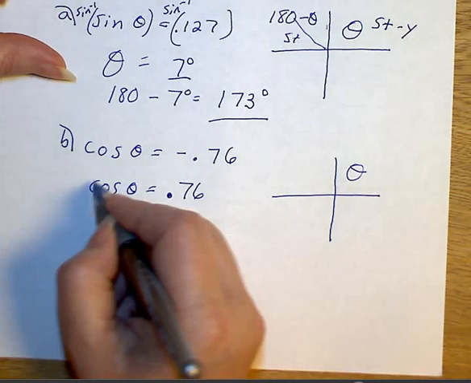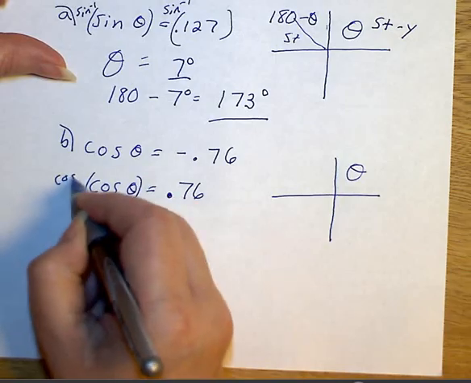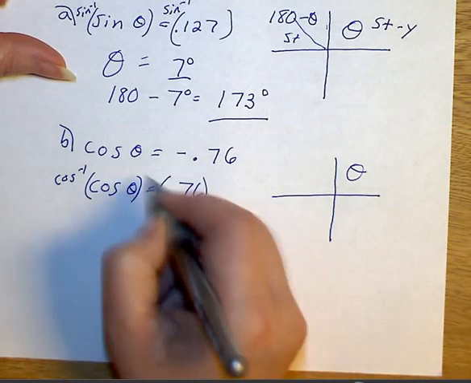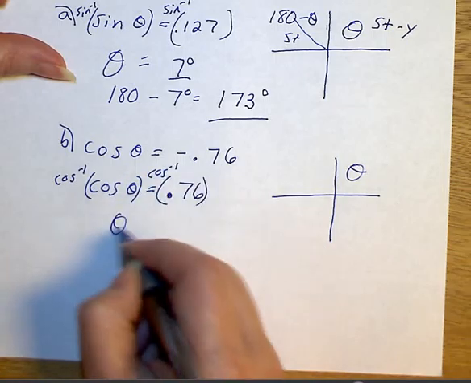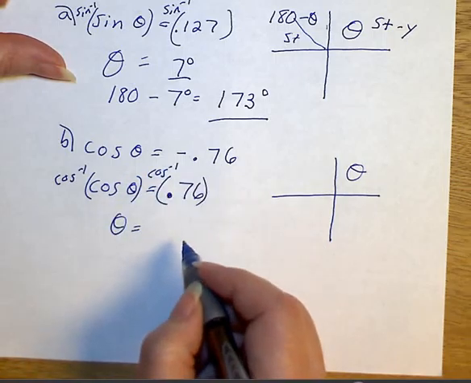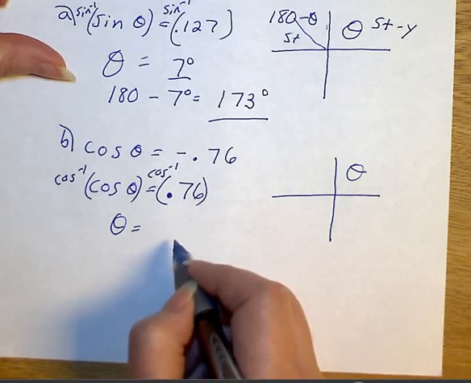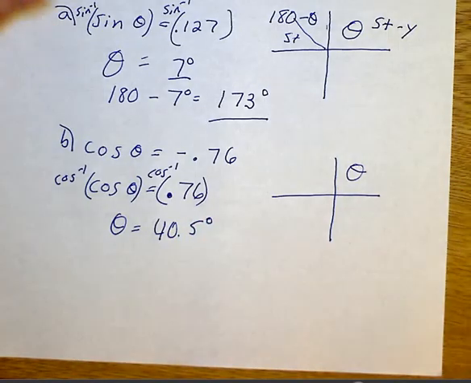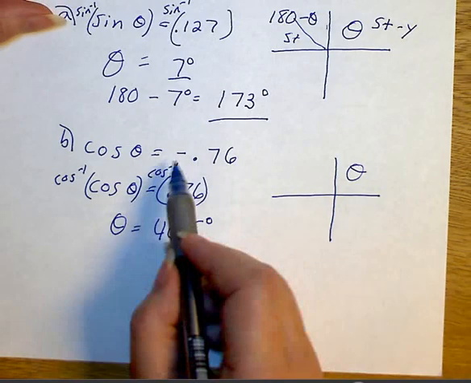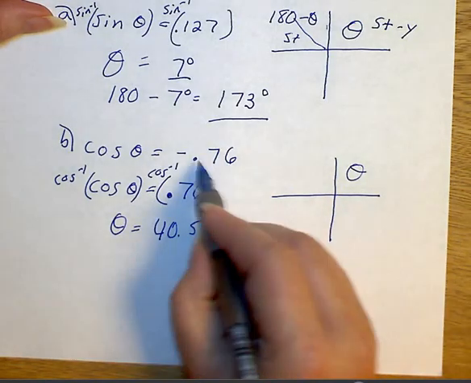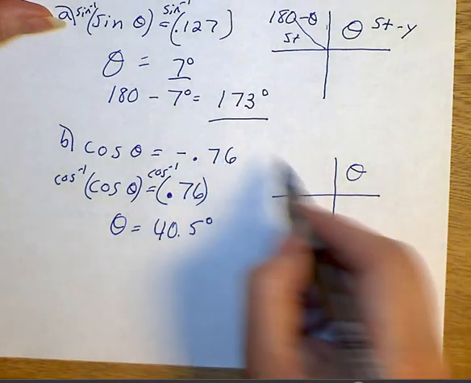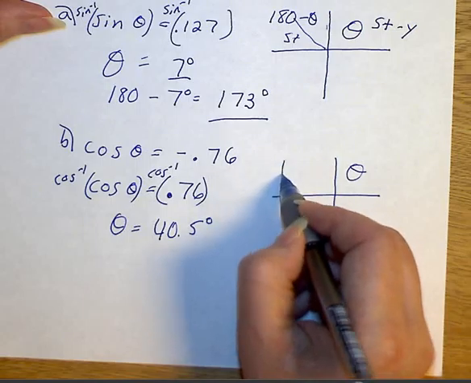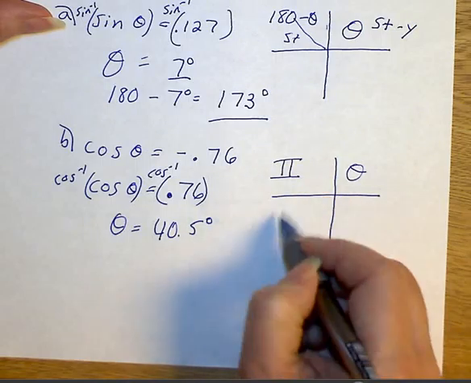What did we do first? We took the cosine inverse. So theta is 40.5, right? Now, what did we want though? We wanted cosine to be negative. So where is cosine negative? Is cosine my x or my y? X. So cosine is negative in the second and third.